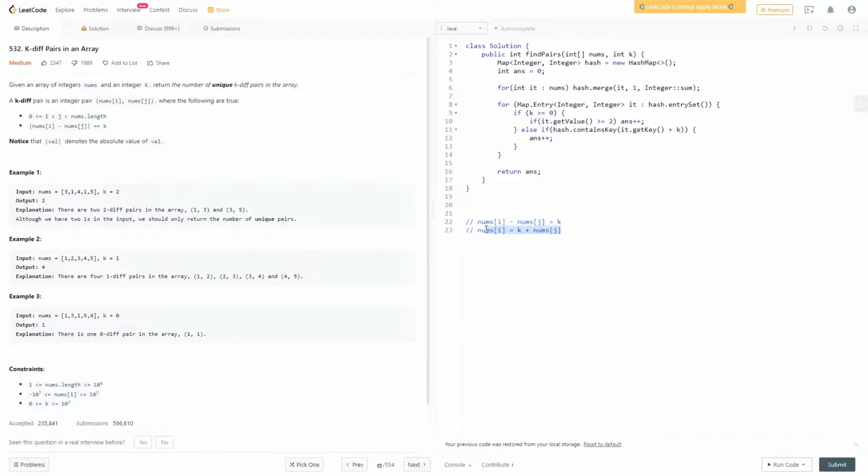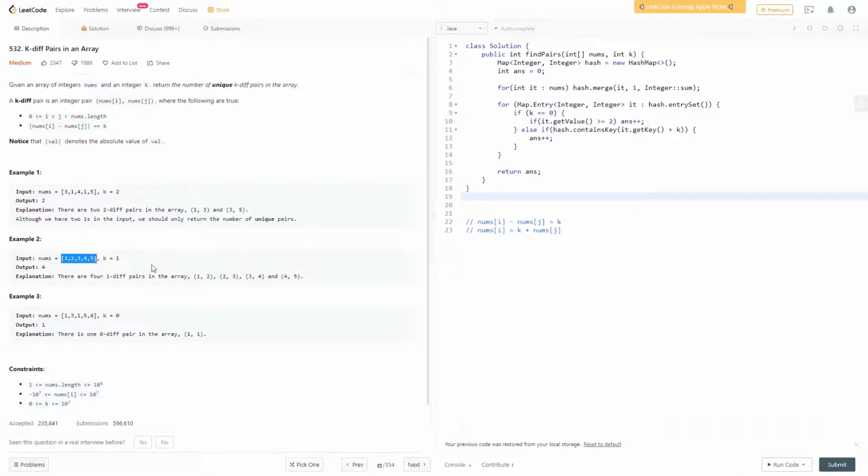Okay, so using this formula, to make this line valid, I just need to find this one, right? So if I get this one, then I can say I satisfy this equation. So that is what I'm searching for. At any given element, I'm searching whether that element plus k belongs somewhere. Okay, so let's consider this example.